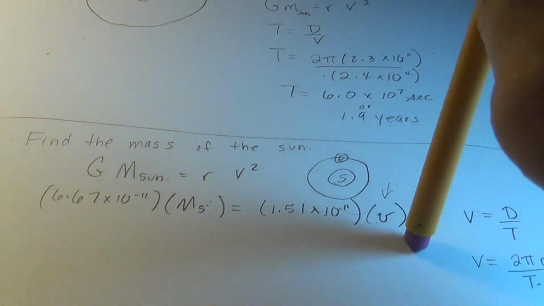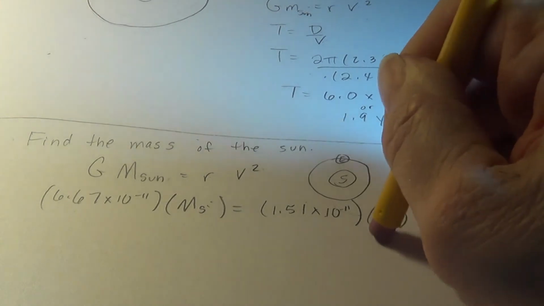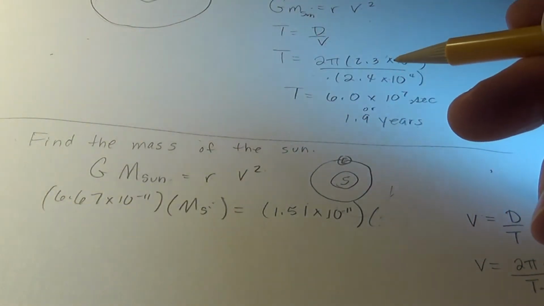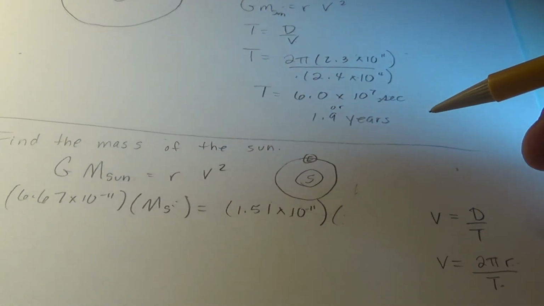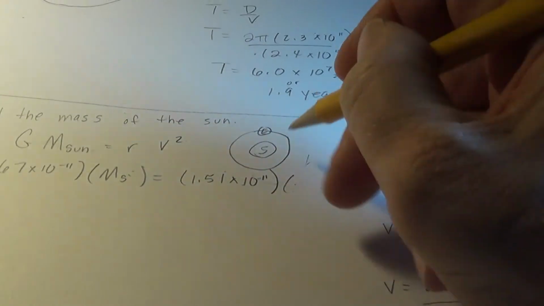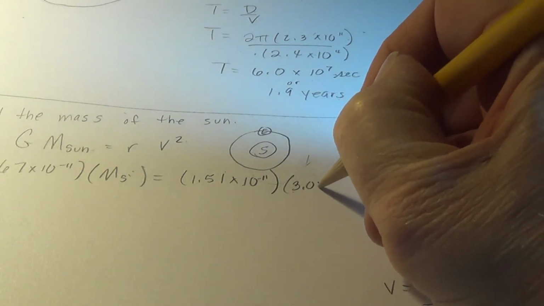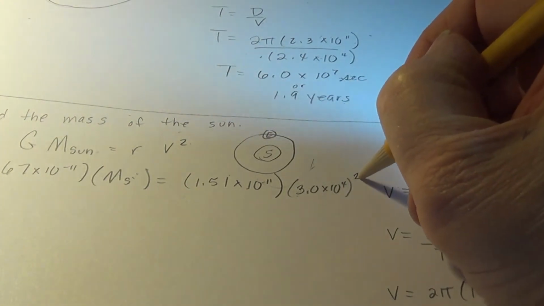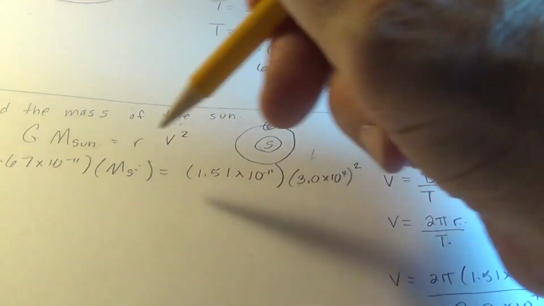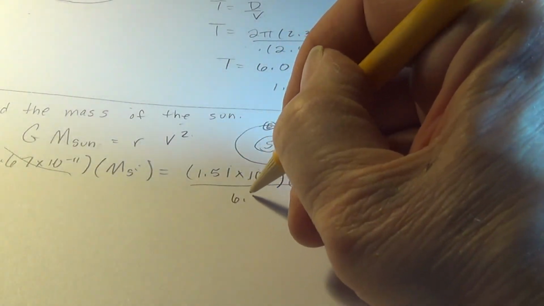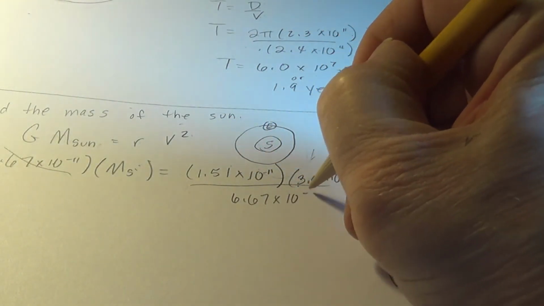So I can go back here and plug that in where it is sorely needed. I'll put in 3.0 times 10 to the 4th, and remember, in that equation, it's squared. I'll move this to this side of the equation by division, 6.67 times 10 to the minus 11.